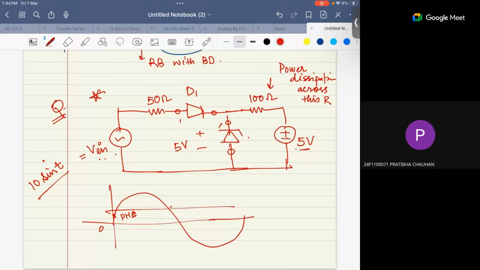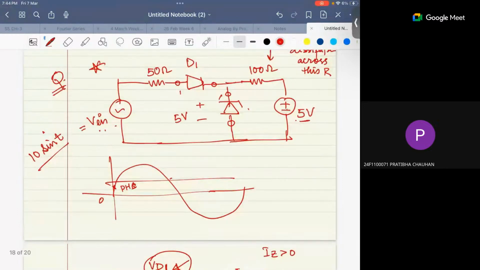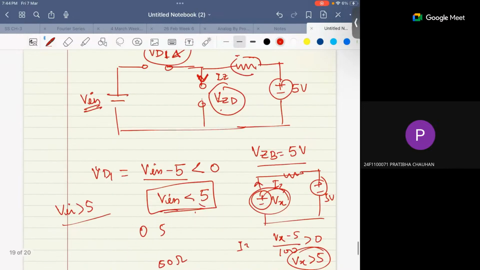Did you understand this question or not? See, what did we calculate for V input in the starting D1? We thought that this is switched off because we were giving some small voltage, and then we saw that this was switched off. If we are assuming anything, we should have some conclusion in the end. So we calculated that VD1 was V input minus 5.